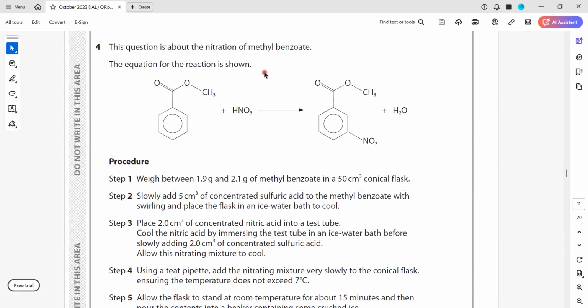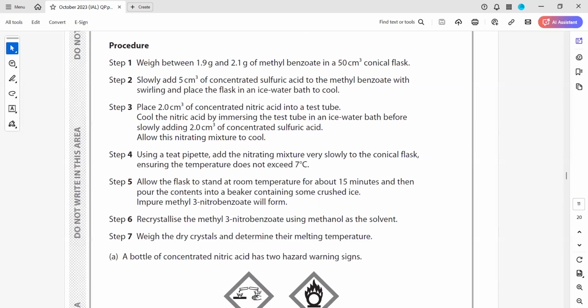We want only one nitro group. But what might happen if the temperature is above 7 degrees? Then multiple nitration can happen. Multiple nitration means more nitro groups can be attached to the benzene ring. We just want one of them to be attached. That's why we try to maintain the temperature as low as possible. So one reason is the reaction is exothermic, and due to the highly exothermic reaction, multiple substitution might take place. To avoid this multiple substitution, we keep the temperature below 7.